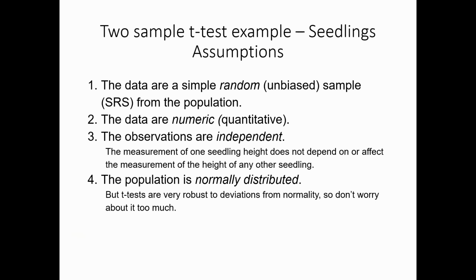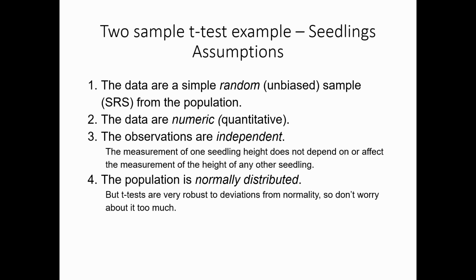The data are numeric. Yeah, check, right? We are measuring the height in numbers, so that's a quantitative variable. The observations are independent. Now, you could mess this up if you put the pots right next to each other. Maybe one is shading the other, right? So you want to make sure you set up your experiment in a way that one observation does not affect the other observation, and that the population is normally distributed.